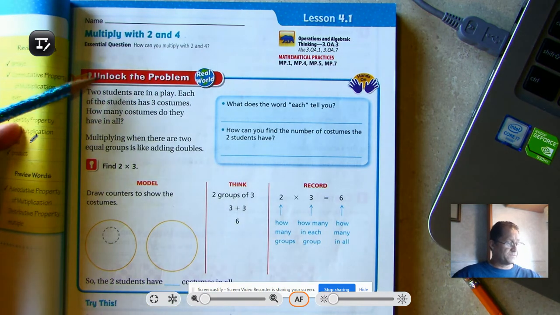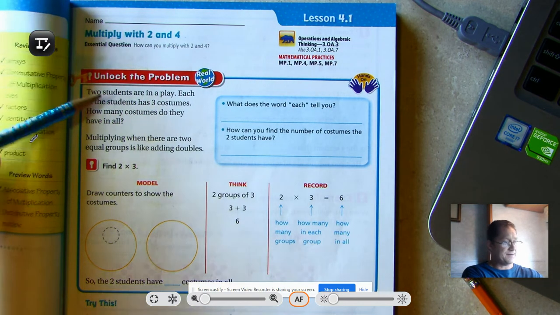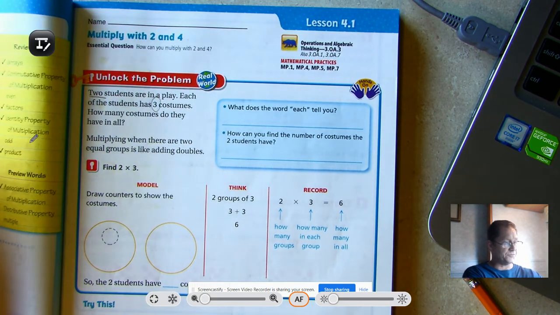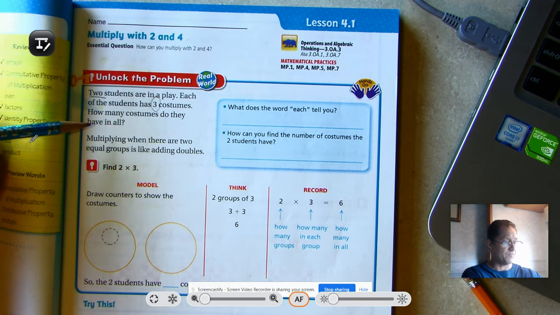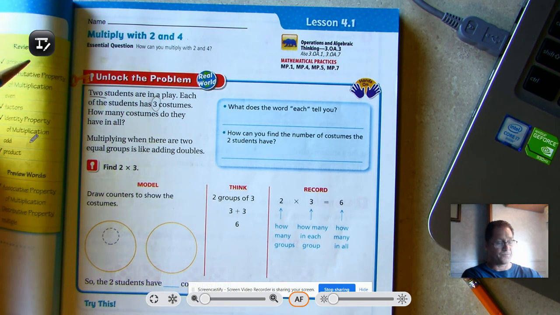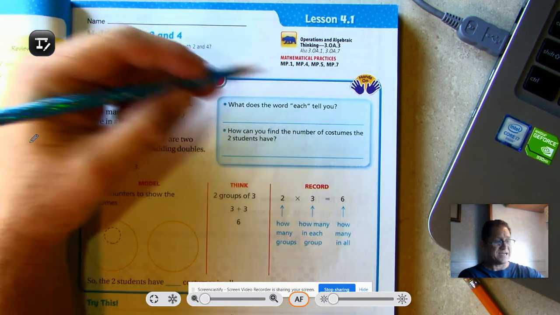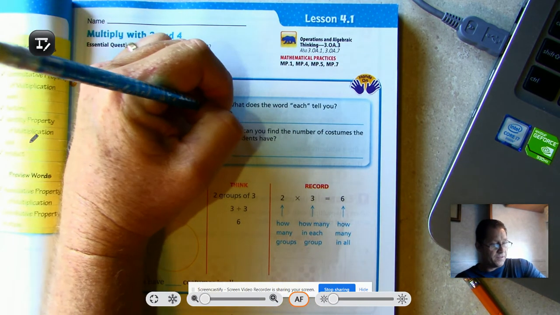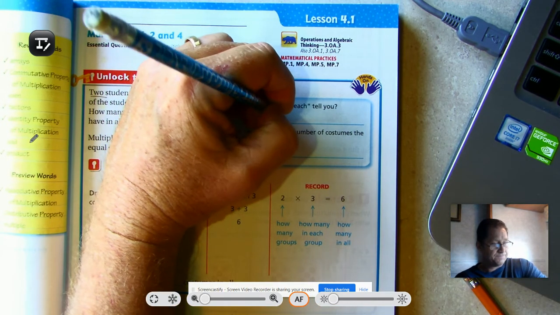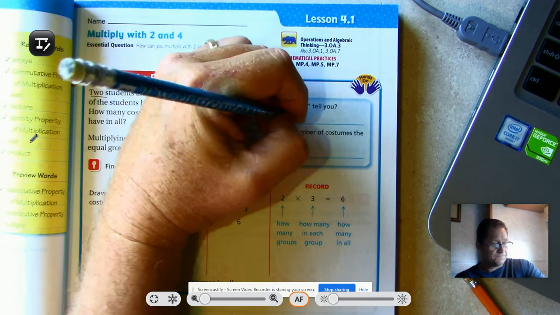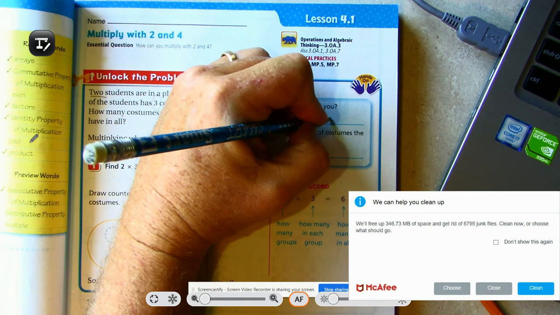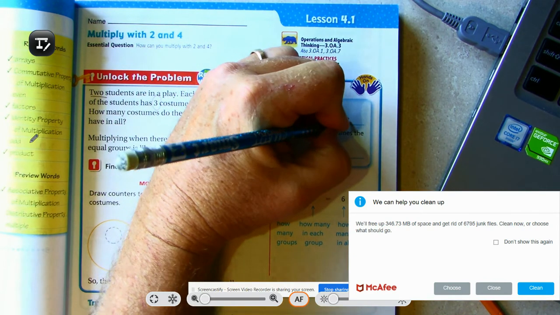So here's our problem to begin. 2 students are in a play. Each of the students has 3 costumes. How many costumes do they have in all? Multiplying when there are 2 equal groups is like adding doubles. Okay? So what does the word each tell you? Well, it means both students have 3 costumes.